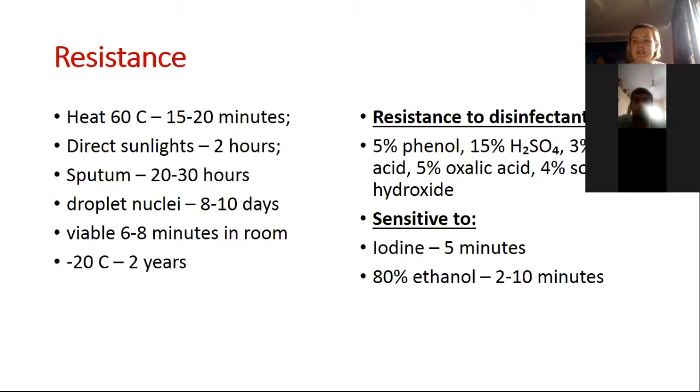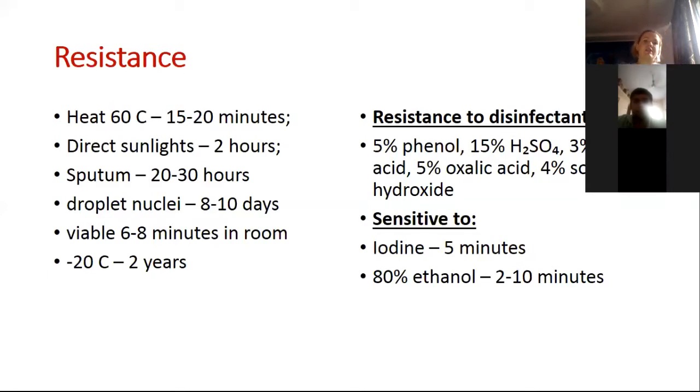And this bacteria demonstrate high resistance to disinfectants, such as 5% phenol, 15% sulfuric acid, 3% nitric acid, and other disinfectant solutions, but they are sensitive to iodine, which kills it after 5 minutes, and ethanol at 80% concentration can kill the bacteria after 2 or 10 minutes.